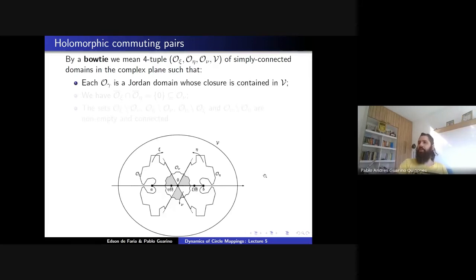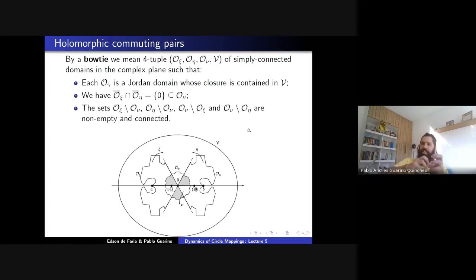And then, okay, Edson already gave this definition. I put it here, but these three guys are topological disks. The big codomain is a topological disk too. These guys only touch at zero, and then you have this difference. If you remove one or the other in all these possible ways, they are all connected, one piece, okay? Right now I'm talking only about the domains, but then you can see that there are some dynamics here, eta, psi, and nu, that will be the composition of eta and psi.